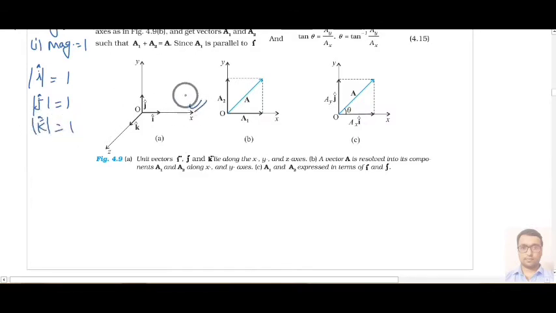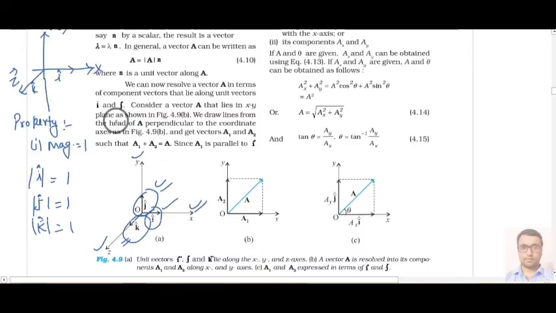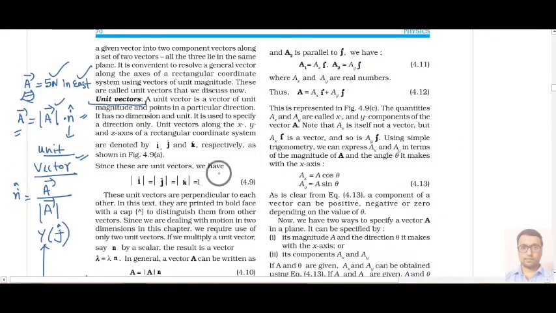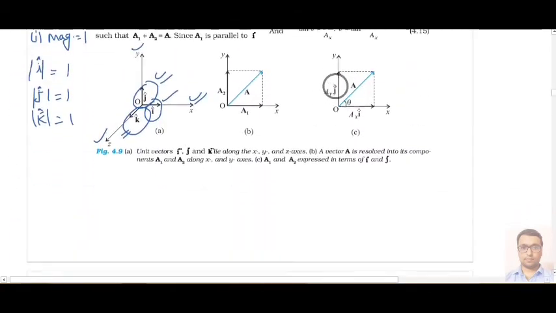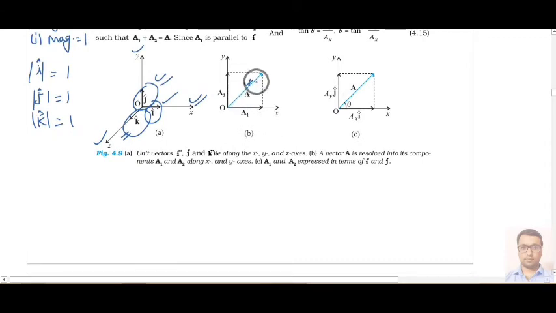Here it is shown by diagram that we have 3 axes x, y, z. This i cap is unit vector along x axis, j cap is unit vector along y axis and k cap is along z axis. Now with the help of these unit vectors, we can learn a new method to resolve any vector into its components. Like here you can see vector A is given, and its components along x axis and along y axis can be determined, like A1 and A2.